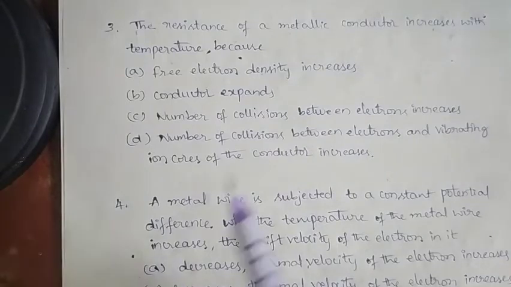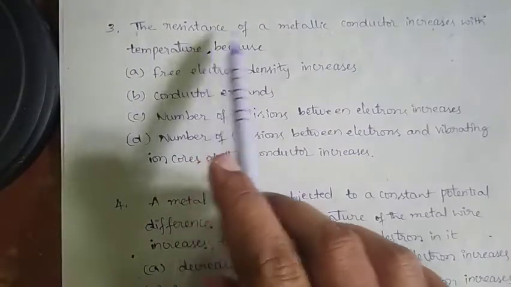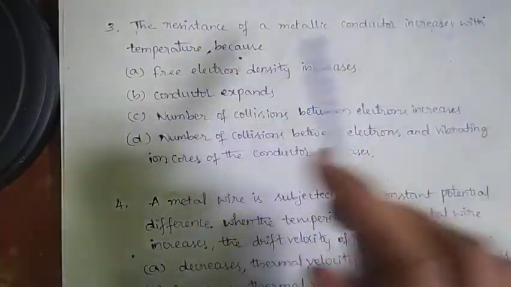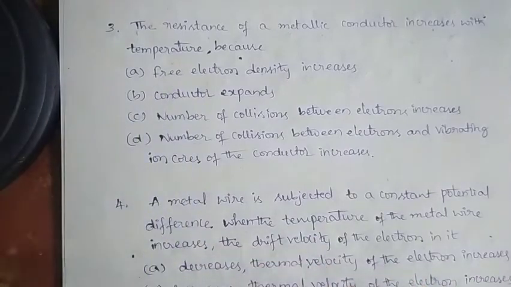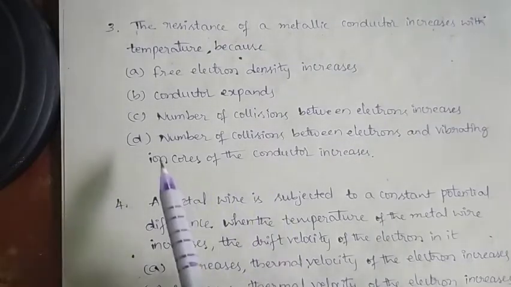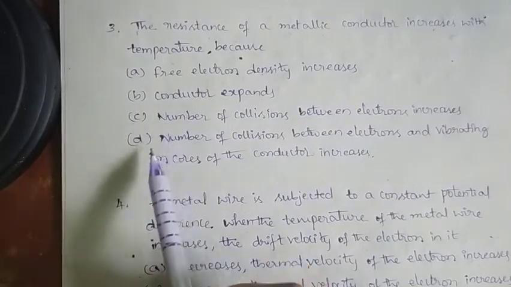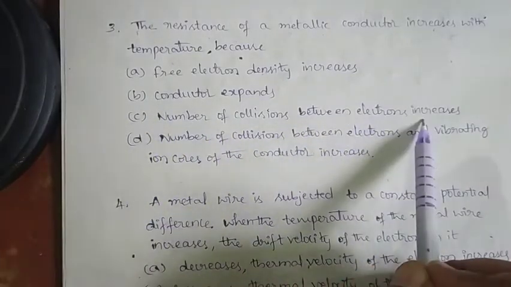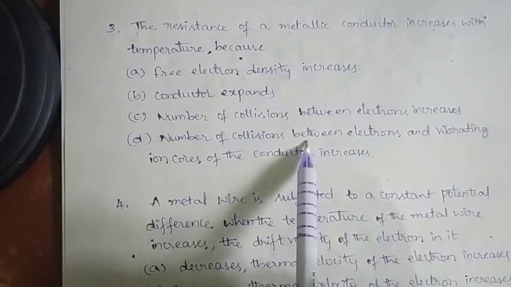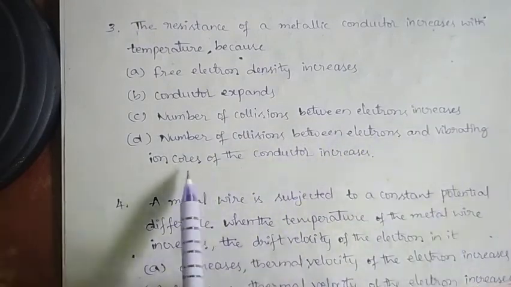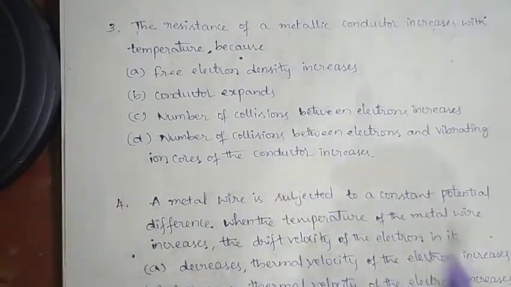We know that for the solution, the resistance of a metallic conductor increases with its temperature. If temperature increases in metals, resistance also increases. And here option D is the answer. Option C and option D are similar, because the number of collisions between electrons increases. Here also, the number of collisions between electrons and vibrating ion cores of the conductor increases.